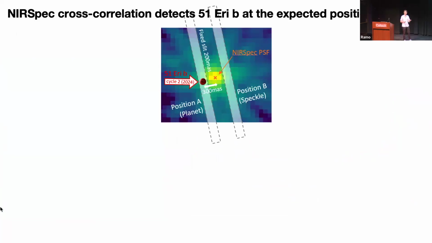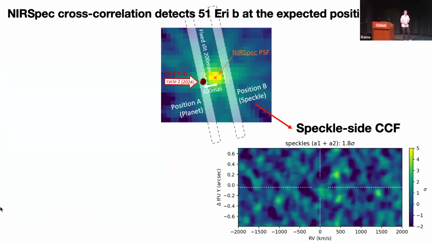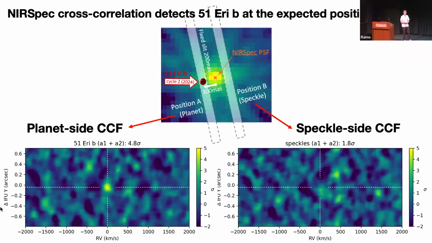When we use these molecular templates to compute cross-correlation on the data, firstly, on the speckle side, this is what we see, and there's just a random map of noise. But if we look on the planet side, there's this blob right where we would expect 51 Eri to be, not only in terms of its spatial position in the field of view, but also in terms of the radial velocity coordinate, which we're using to compute the cross-correlation function on the model template. And so this is essentially our detection map in phase space of 51 Eri b, and it's just shy of 5 sigma.